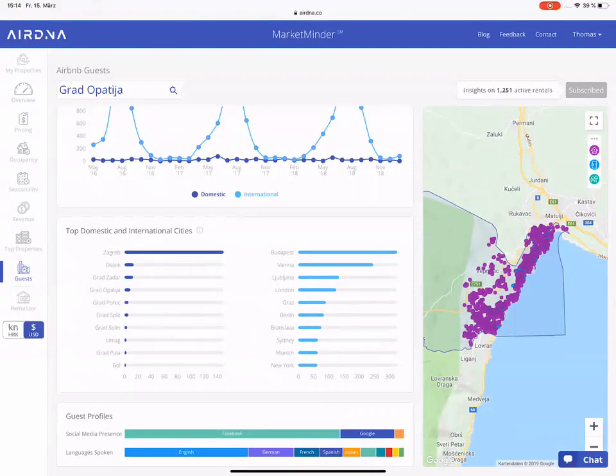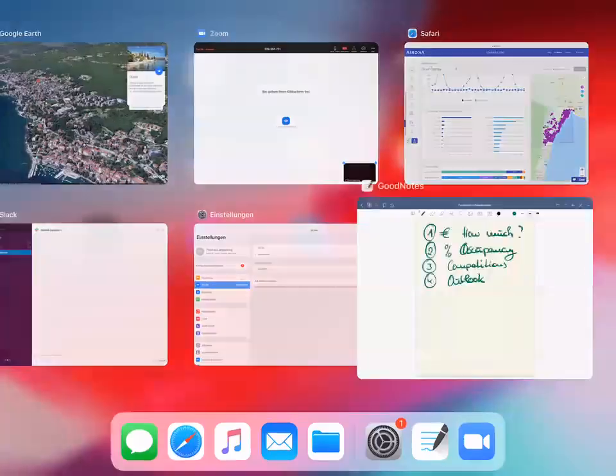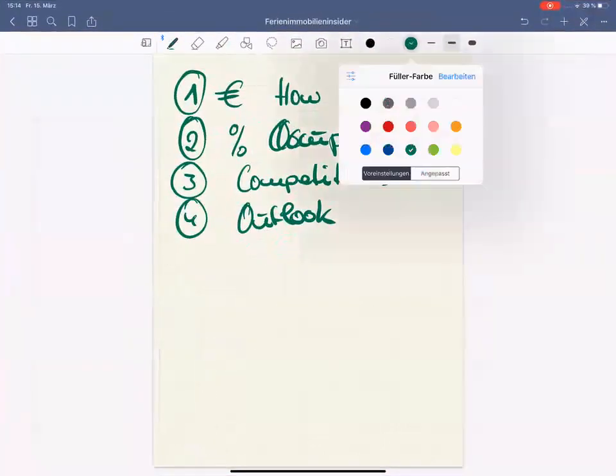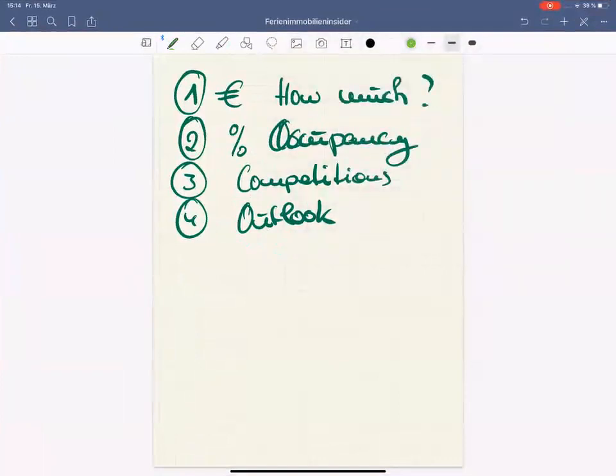So overall, this product, AirDnA, gives you a pretty decent overview on these questions. How much money can I make? How many nights can I calculate that it's being rented out? What is the competition doing? And how will the market evolve? And based on these numbers, you can pretty much calculate the following things.